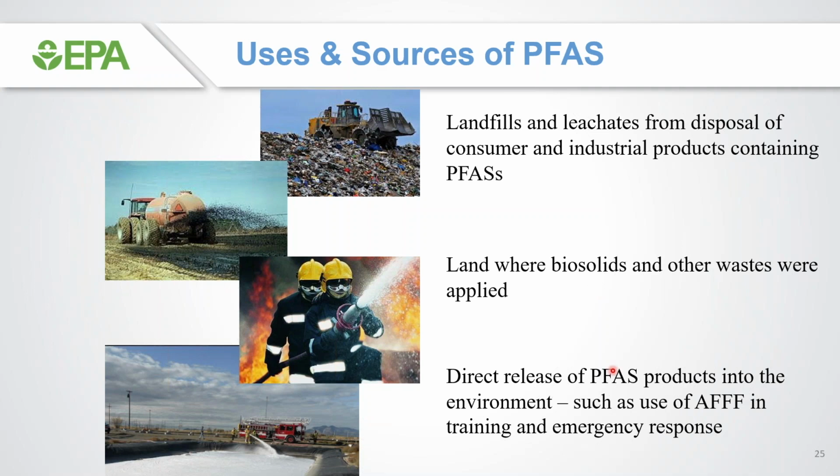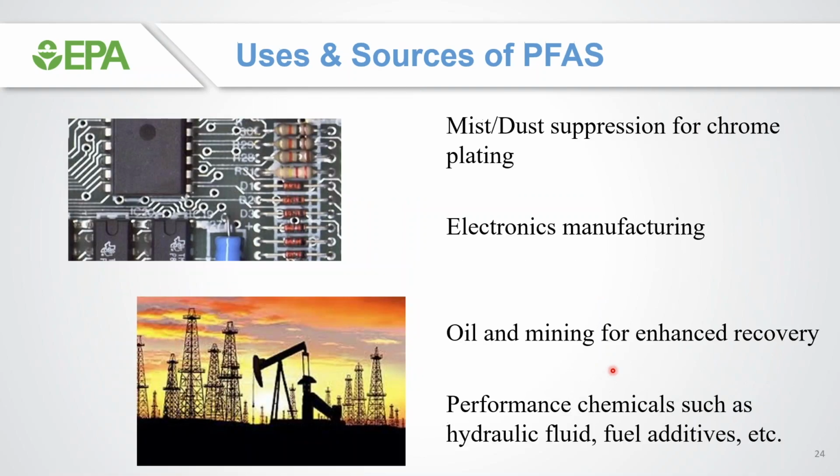I mentioned the direct use, such as AFFF in training and emergency response. Let me see if I can go back and get this other one. Mist and dust suppression for chrome plating is a known potential source. Where this is important is it can be discharged directly, either through air emissions or through disposal of the bath materials. And ultimately, that could end up being a source to the environment.